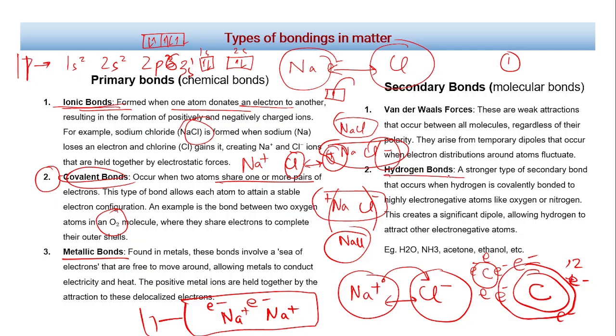Now another is the hydrogen bond. This is a little stronger than van der Waals force, but still they come in the category of secondary bonds. So it is a strong type of secondary bond that occurs when hydrogen is covalently bonded. Covalently means sharing, not giving, not transferring, not taking, only sharing. Bonding to a highly electronegative atom like oxygen or nitrogen.